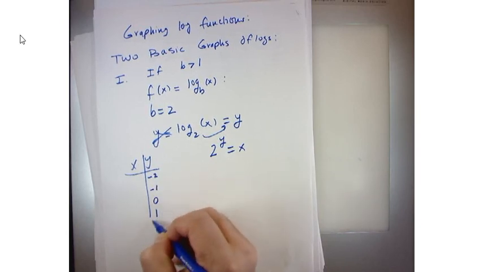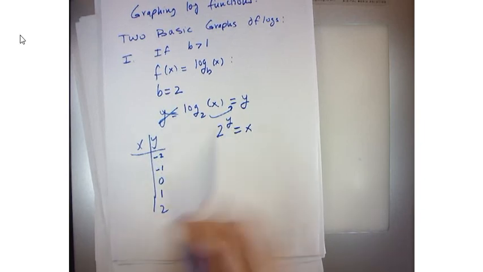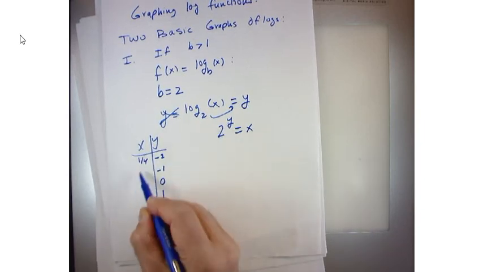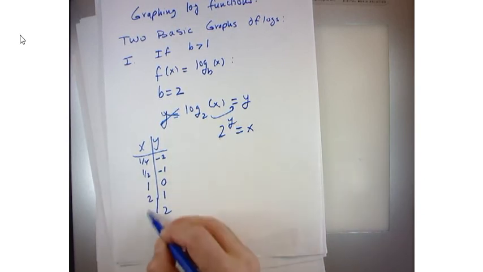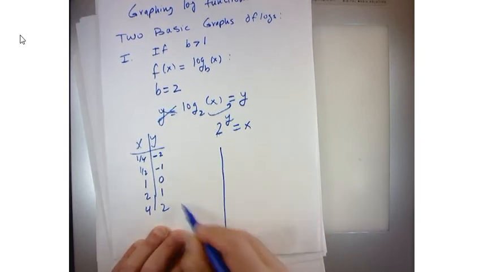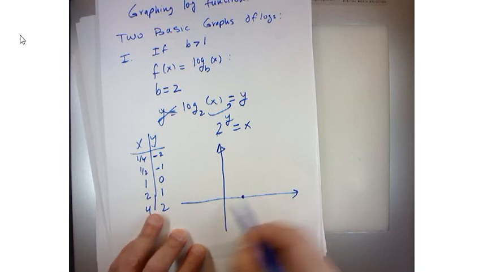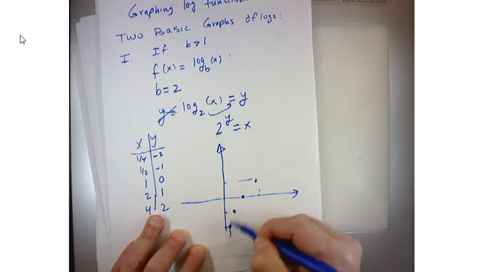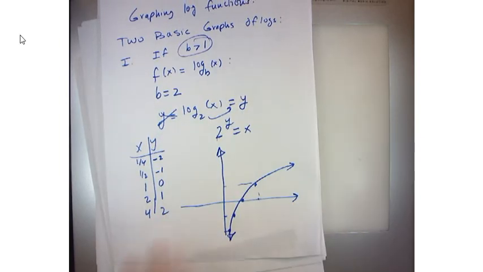The usual values we plug in for x, we now plug in for y. If we plug negative 2 in there, 2 to the negative 2 is a quarter, 2 to the negative 1 is a half, 2 to the 0 is 1, 2 to the 1 is 2, and 2 squared is 4. And if we do the graph, we get (1/4, -2), (1/2, -1), (1, 0), (2, 1), and (4, 2). So it's going to have this shape. And any graph of log that has a base greater than 1 is going to look like that.